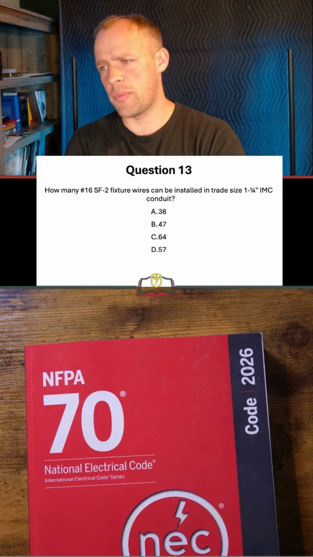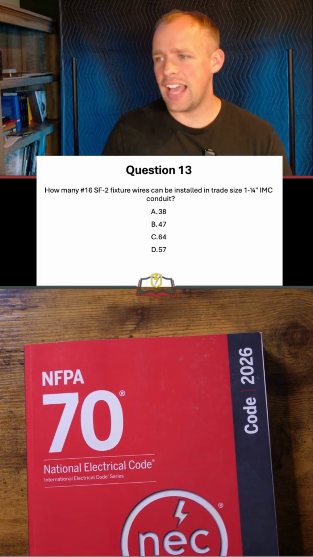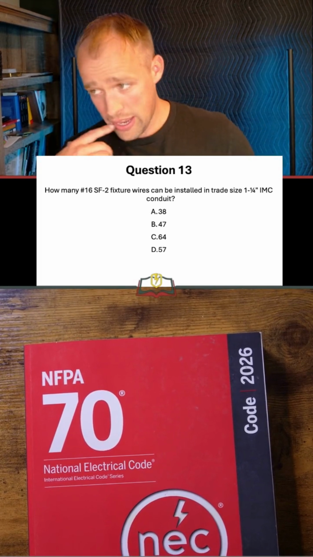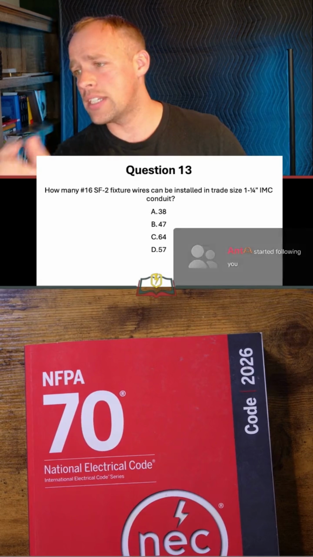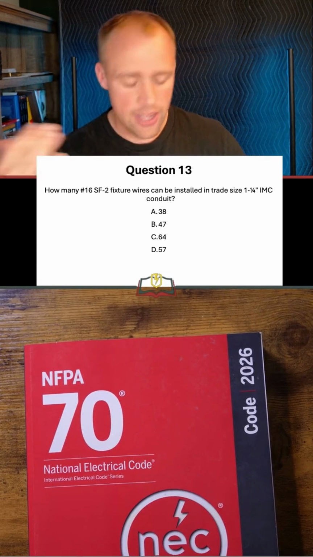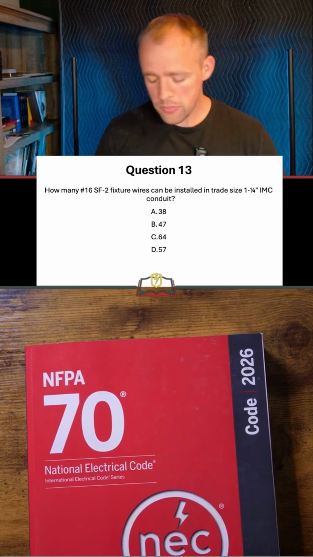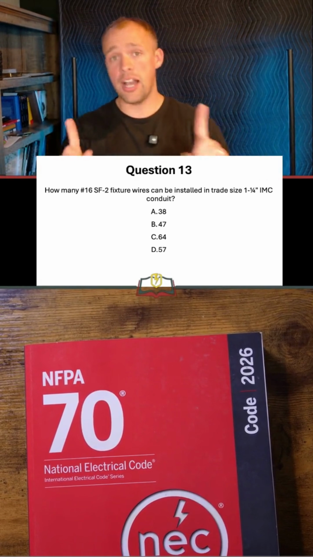Let's see, question number 13. How many number 16 SF2 fixture wires can be installed in trade size 1¼ IMC conduit? Okay, guys, this is easy. This is a conduit fill question, and you should know this about conduit fill questions.